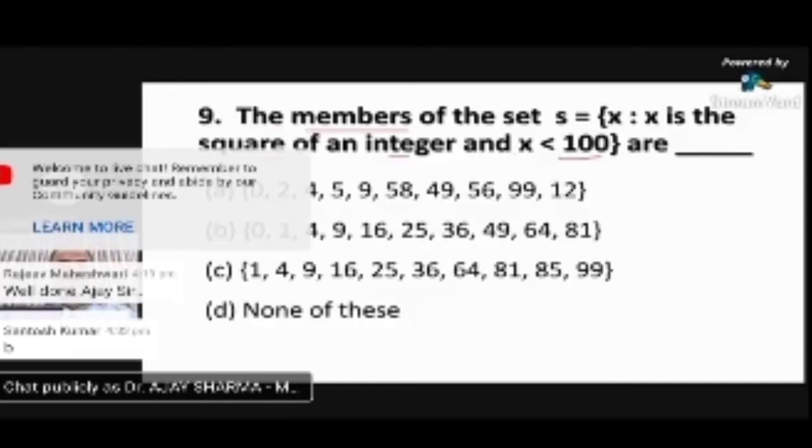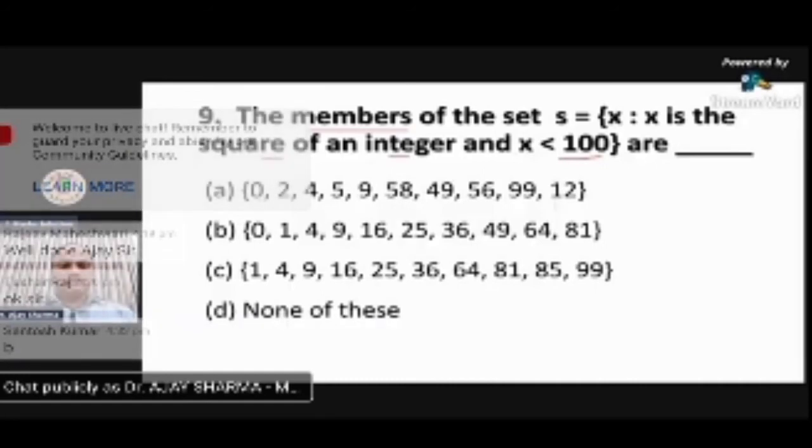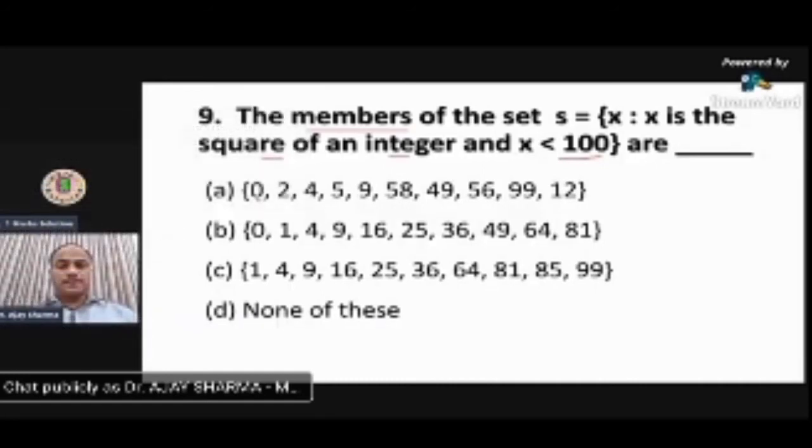When we talk about this particular option A, see these values 12 and 99. These two are not perfect squares, so obviously this cannot be the correct option. This cannot be the possible set.